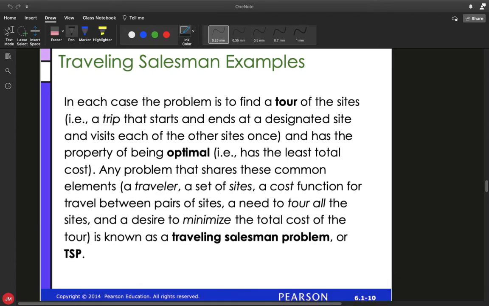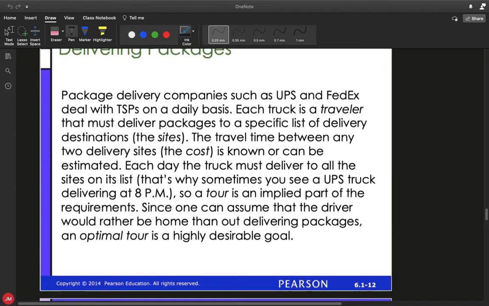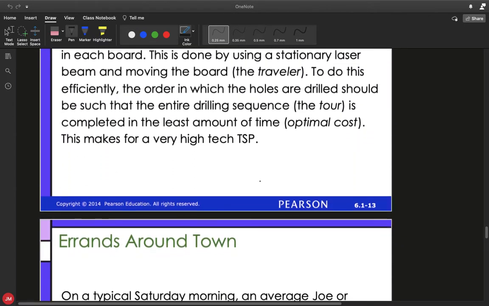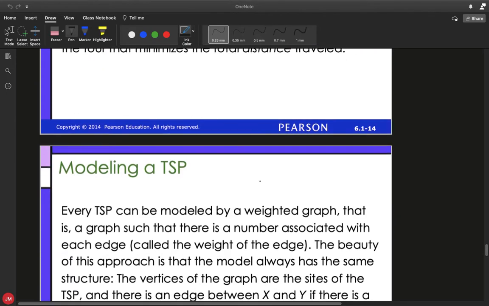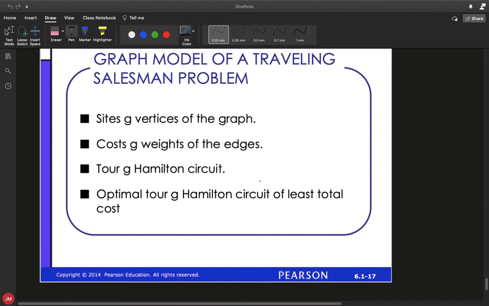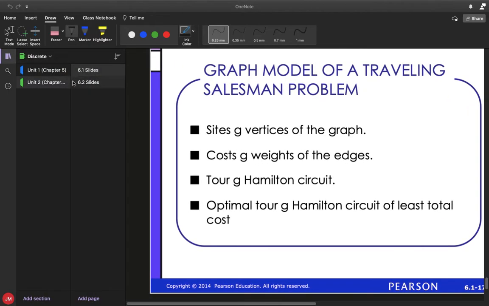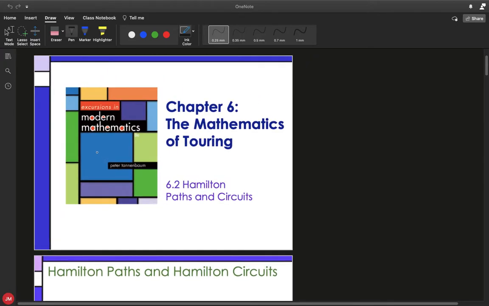When we talk about these types of situations, we more commonly refer to them as a traveling salesman problem or a TSP. Now, most of the time we're not actually talking about a salesman that's traveling, but we could. So obviously there's a couple of examples that you can read through to see where these are used in the real world. Obviously, we are going to be looking more at the math behind it, and we're going to do that by looking at what are called Hamilton circuits and Hamilton paths. So I'll let you read through those examples. Don't want to talk too much about 6.1. I'd rather focus our attention on 6.2.